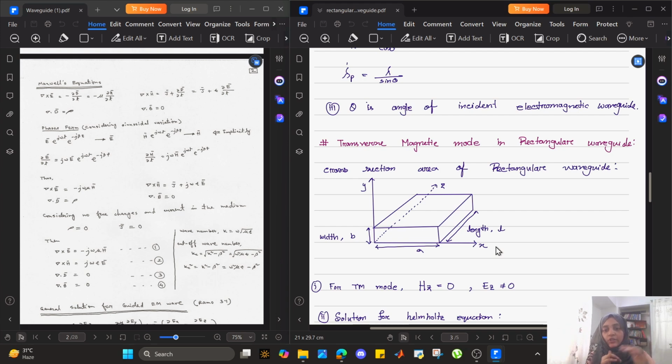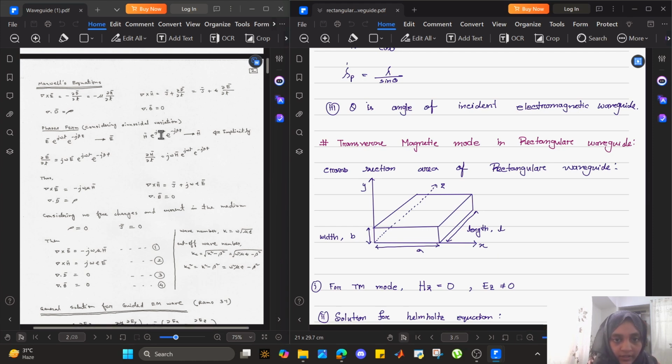For the transverse magnetic mode, when the wave propagates, the magnetic Hz component is basically zero, because the magnetic field is transverse here, but Ez is not equal to zero.